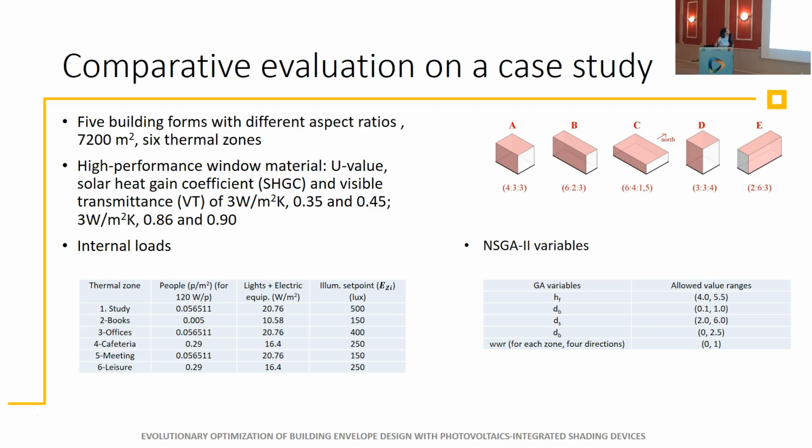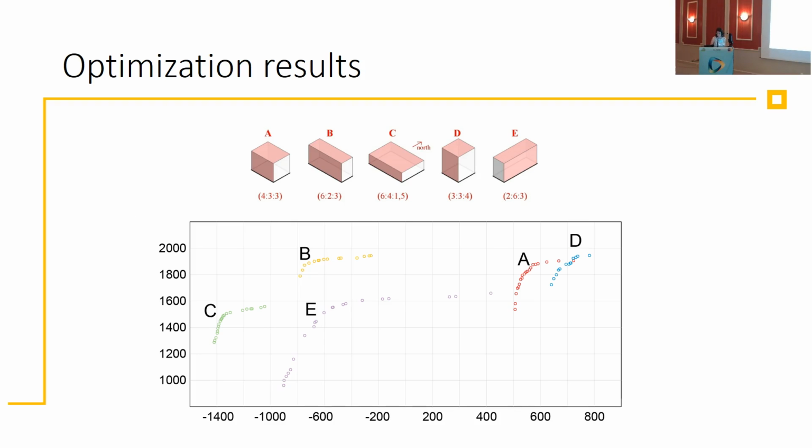There are 6 thermal zones with different internal loads, and the windows are selected as high performance windows with U values, SHGC values and VT values different on the north facade and the other facades. And you can also see the NSGA-II variables. What I forgot to write here is that the optimization algorithm was run for 50 individuals and for 70 generations, which makes 3,500 individuals in total being evaluated.